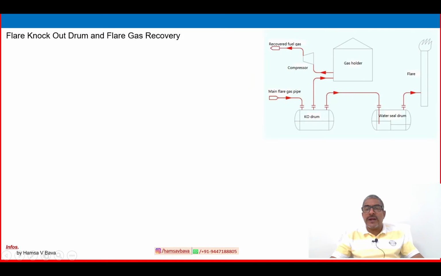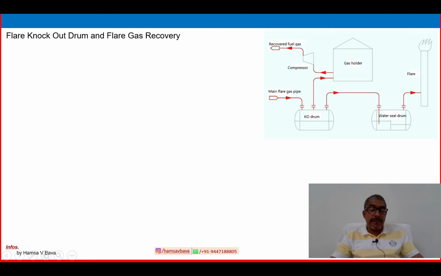In the flare knockout drum, we can do some gas recovery as well. Before going to the flare, in fact, we can collect all the gas from the knockout drum and send it to the gas holder. Then it can be sent to a recovered gas system. That is the mission we are doing, based on the vision of zero flaring. We have to minimize flaring as much as possible due to environmental constraints and the wasting of hydrocarbon, energy wasting. So many other reasons.